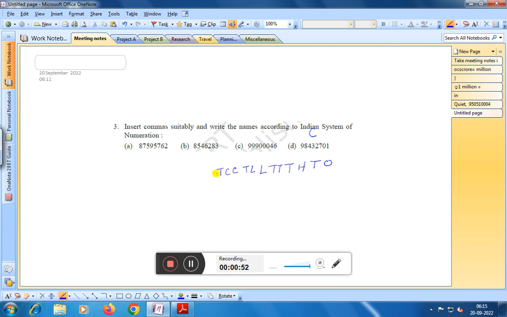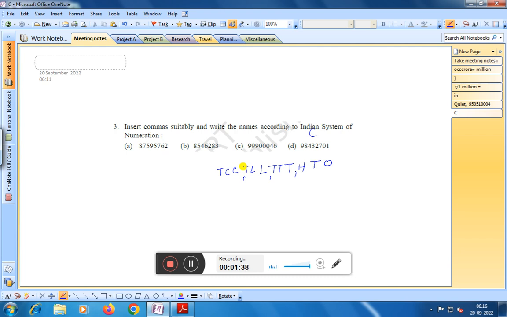What is the rule for putting commas in the Indian system of numeration? The rule is, after 3 digits, that is ones, 10, 100, you have to put 1 comma here, right? After that, at 1000 and 10,000, you have to put another comma. After that, lakh, 10 lakh, after 2 digits you have to put another comma. This is the general rule to put commas in the Indian system of numeration, right? Now we'll put the commas like this. After 3 digits we will put 1 comma, after that 2 digits, after that 2 digits, right?